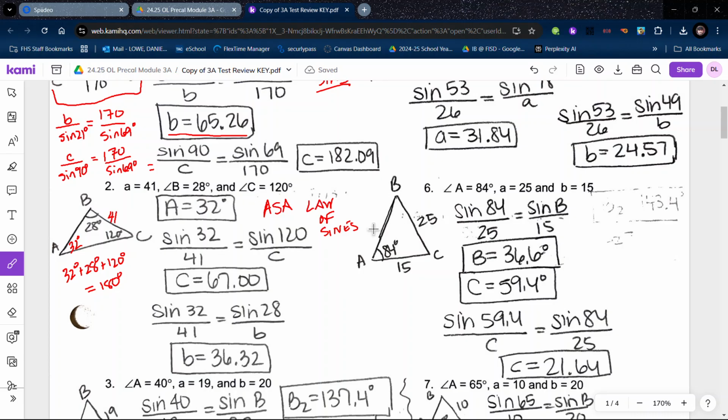Look to our next one. We have an angle of 84 degrees, a side opposite of 25, and we have B, so we see that this is a side-angle or angle-side, whichever one you want to think of. In this situation, we could be ambiguous, and it's important to understand that ambiguity is possible, but ambiguity is not required.